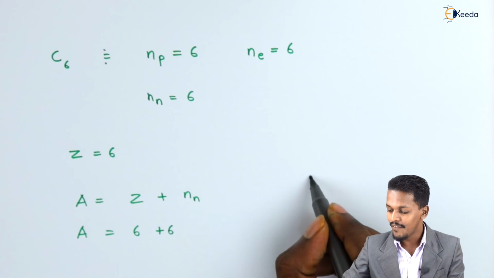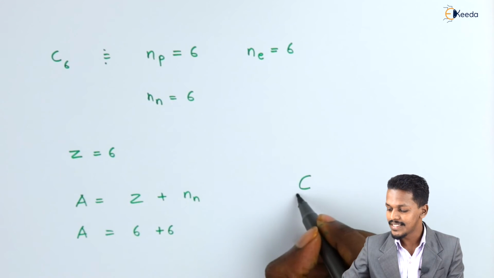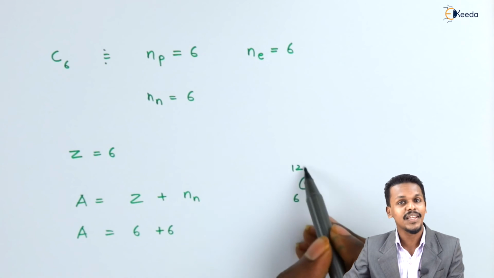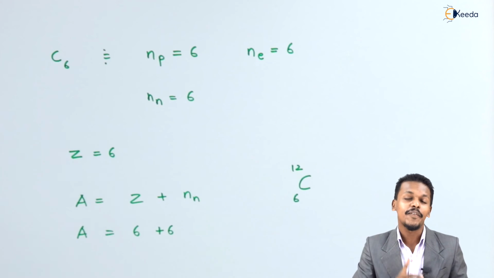So that's the reason we represent carbon as carbon 6, 12, where 6 is the atomic number while 12 is the atomic mass number. And that's it.